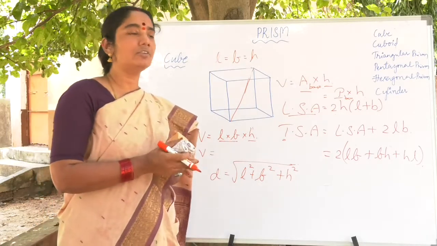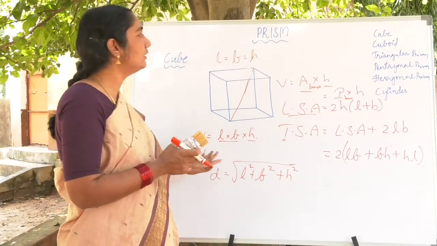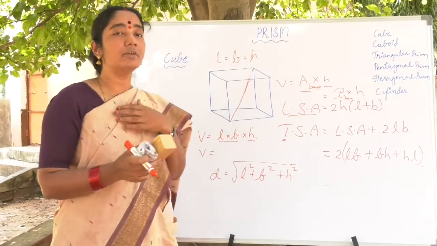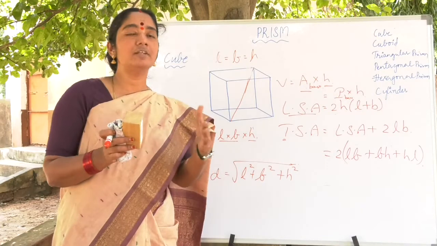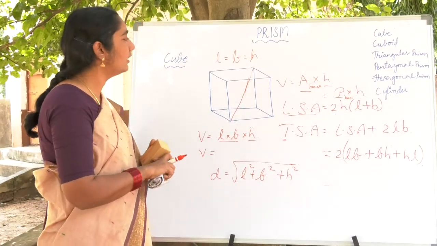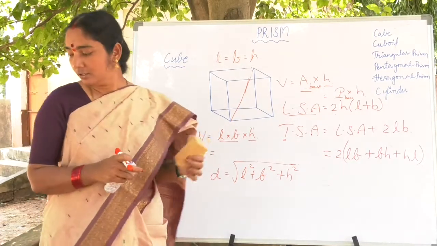So I think now you understood, my dear friends, all the cases of the cuboid. Cuboid is also a prism. The room we are staying in, the house we are staying in, is also a cuboid. It may be a cube or it may be a cuboid. I think now you understood the case of a cuboid.